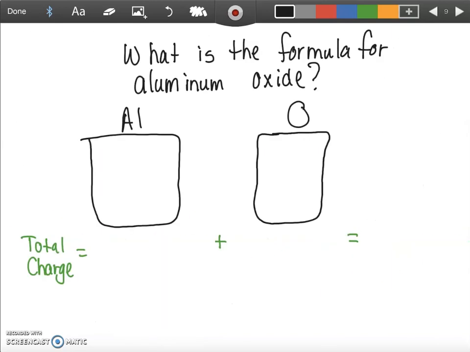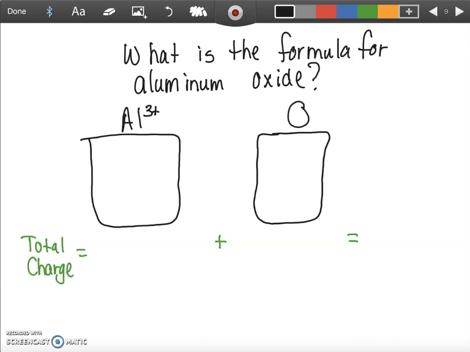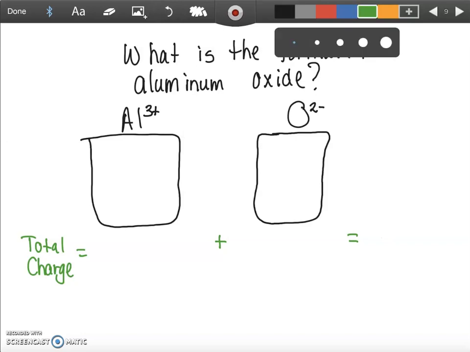Let's do this next one together. What is the formula for aluminum oxide? Okay. If you look at your periodic tables, aluminum is in group 3, so it has a 3+ charge. Oxygen's in group 2, so it has a 2- charge. Let's go ahead and start filling in our boxes here with aluminums and oxygens until this charge comes out to 0. Okay. Let's start with 1 in each one.